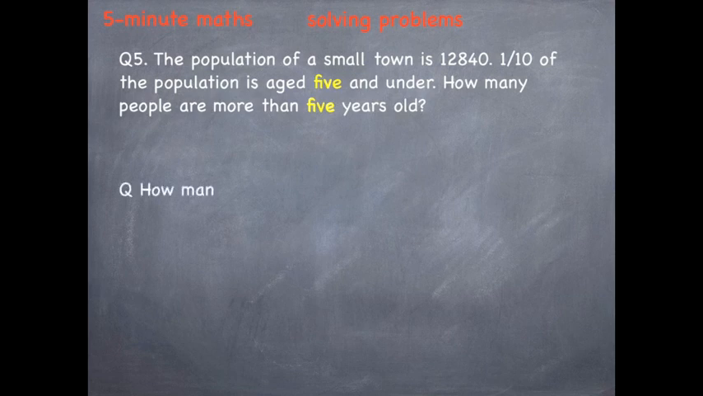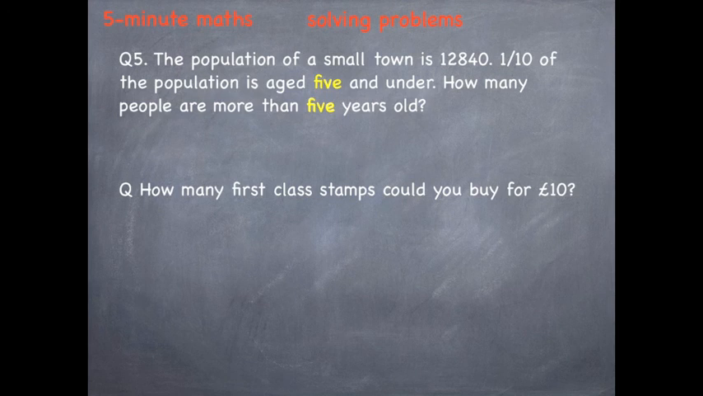Look at this example. How many first-class stamps could you buy for £10? You can't answer this until you know what a first-class stamp is worth. Go fishing on the internet and you might discover that it's 60p. The number of stamps is calculated by how many times 60p goes into £10.